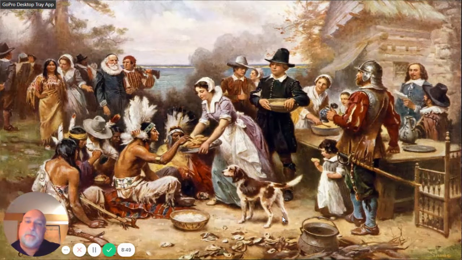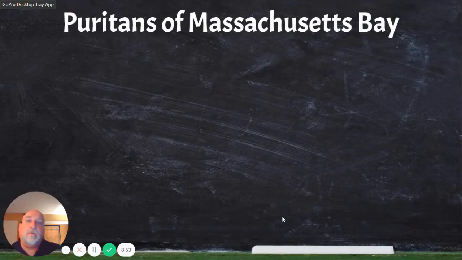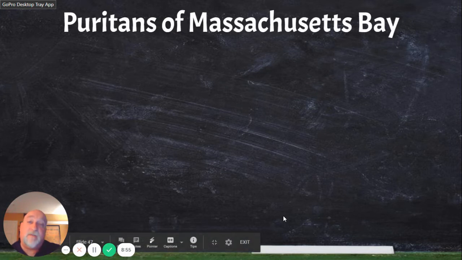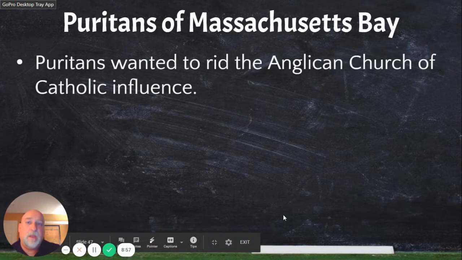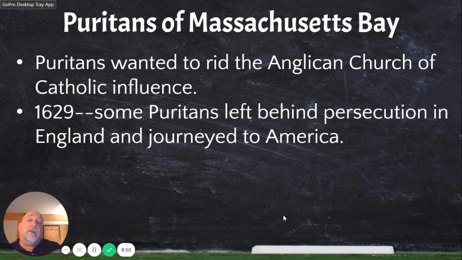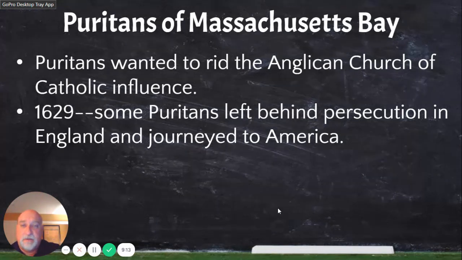So that kind of wraps up the Pilgrims really quick. Now we're going to turn our attention to the Puritans. And remember, these are the ones who want to purify the Church of England. They are going to leave behind England in 1629, and they're doing it to get away from the persecution. They've been arrested, they've been jailed, they've been tortured, they've been executed for their religious beliefs.